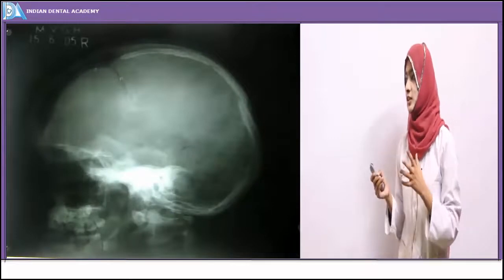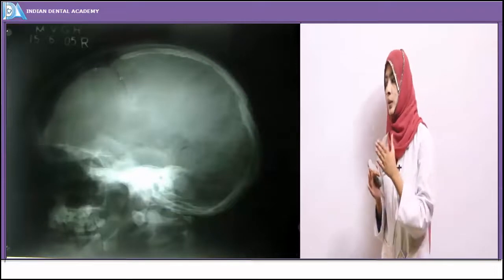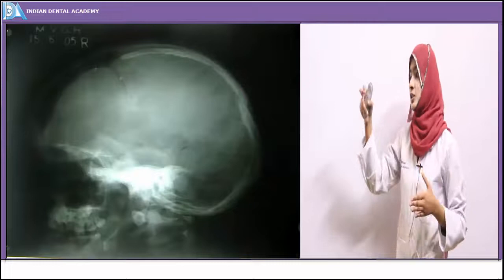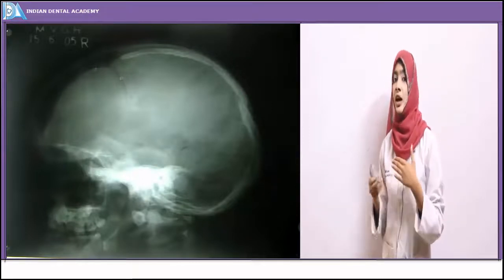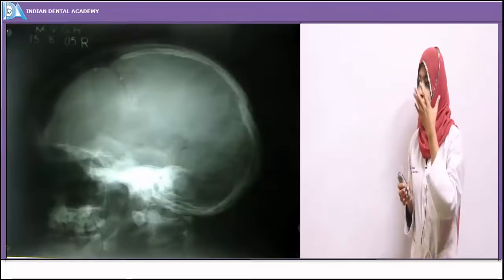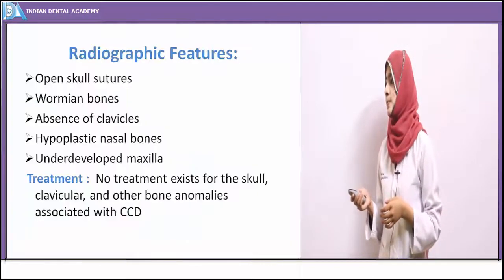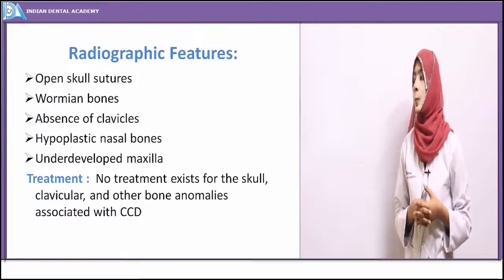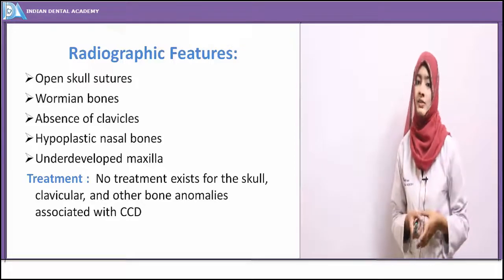So here you can see in the radiographic feature of the skull, this is of a middle-aged individual, around 12 to 20 years of age. Here you can see the sutures have not closed yet. Actually they have to close, but they didn't close: the presence of open sutures and the frontal bossing appearance of the skull. So radiographical characteristic features are the open skull sutures, Wormian bones, absence of clavicle, and the underdeveloped maxilla.